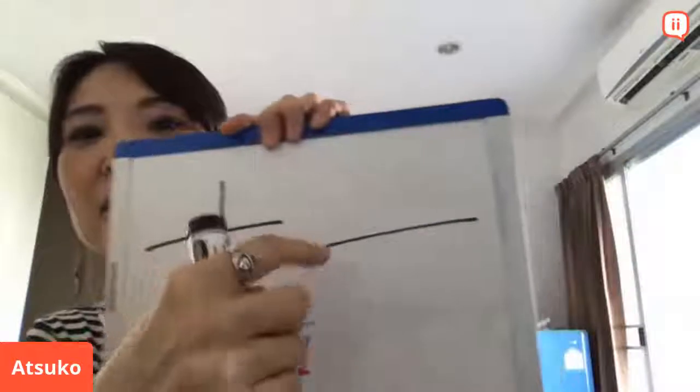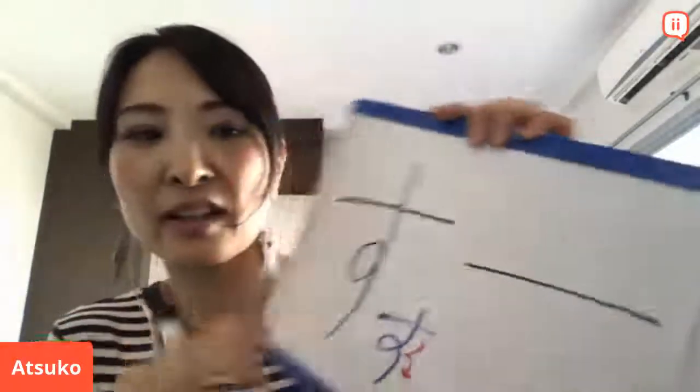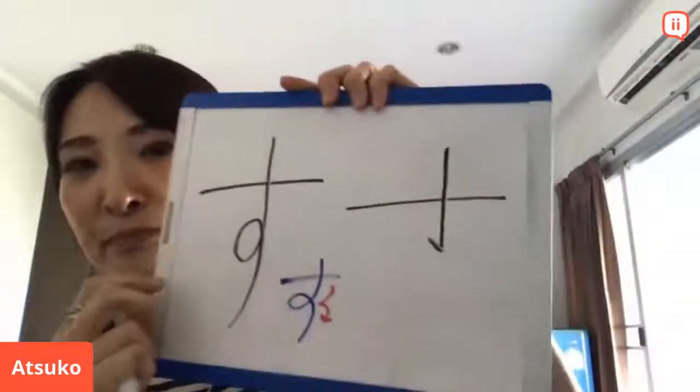Next, せ is again a bit difficult. It doesn't look difficult, but many of my students write very ugly せ. First stroke is quite long again, like す. This is long. And second stroke is straight down and jump.